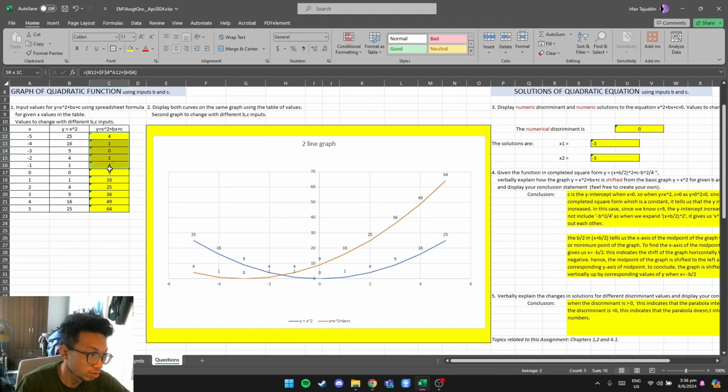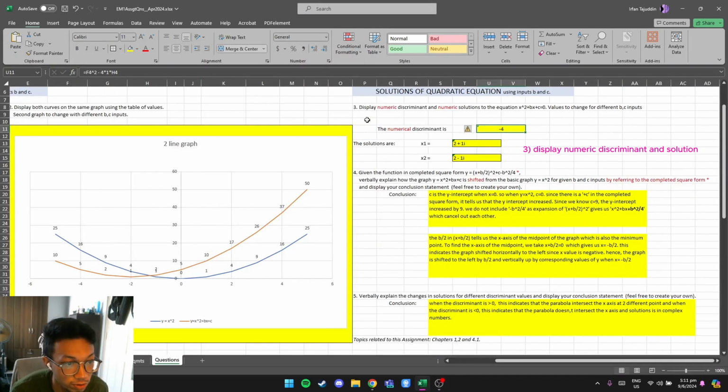After putting all the formulas here, the next part is I have to display both curves on the same graph using the table of values. So using the y is equal to x to the power of 2 and y is equal to x to the power of 2 plus bx plus c. So from this graph you can see there's a two-line graph here. So the blue one is referring to the y is equal to x to the power of 2, and the orange one is referring to y is equal to x to the power of 2 plus bx plus c.